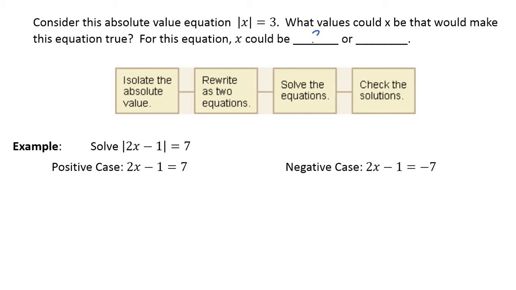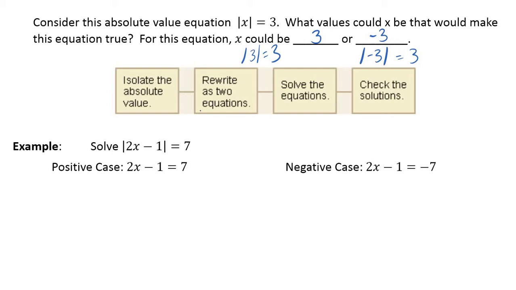Well, x could be 3, of course, if I just plugged a 3 there. Absolute value of 3, of course, is 3. But what else could it be? Well, it could also be negative 3, because the absolute value of negative 3 is also 3. So I've got two possible solutions there.